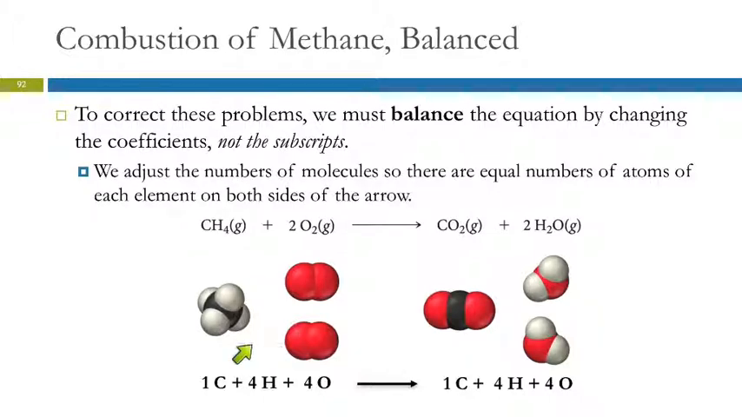If you think of these as spherical Legos, you could take these 3 things apart and put them back together to form these things. You wouldn't need any extra parts. You wouldn't have anything left over. That's what a balanced chemical equation describes.